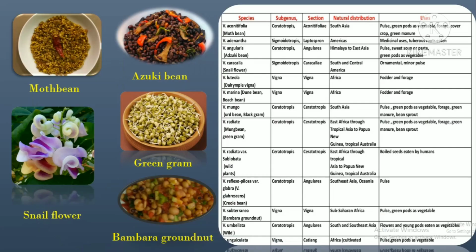These tables represent some of the species of Vigna and their subgenus, sections, and their natural distribution and the main uses of the species. For example, Vigna aconitifolia, which is known as moth bean, which is coming under Ceratotropis, and the section is Aconitifoliae, which is naturally distributed in South Asia. And the main uses of aconitifolia are: it is used as a pulse crop, green pods as vegetable. It is also used as forage crop and green manure.